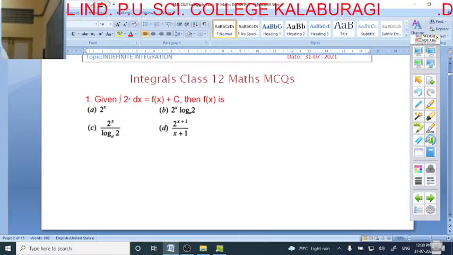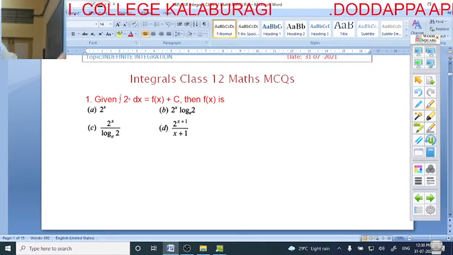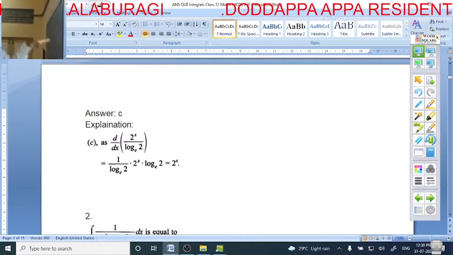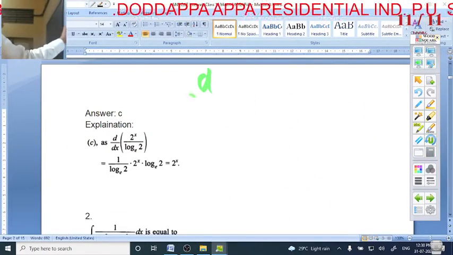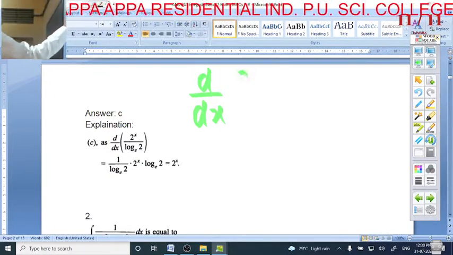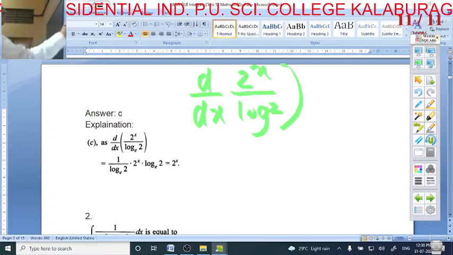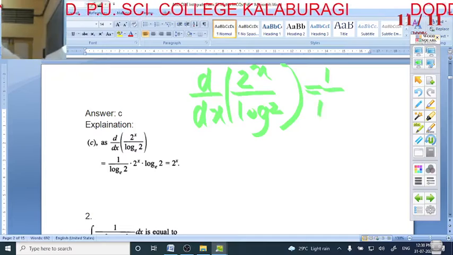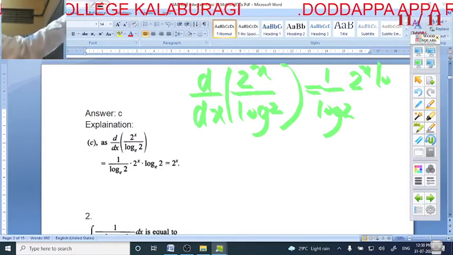So what is asked? This is the formula that we are applying to get the answer f of x. We need f of x, so for that we are going to take d by dx of 2^x divided by log 2. Log 2 is a constant number.